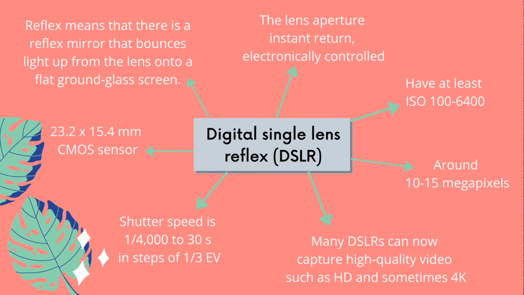And then many DSLRs can now capture high quality video such as HD and sometimes 4K. Shutter speed is 1/4000 to 30 seconds in steps of 1/3 EV. And then they have a 23.2 times 15.4 millimeter CMOS sensor. So these are the DSLR.